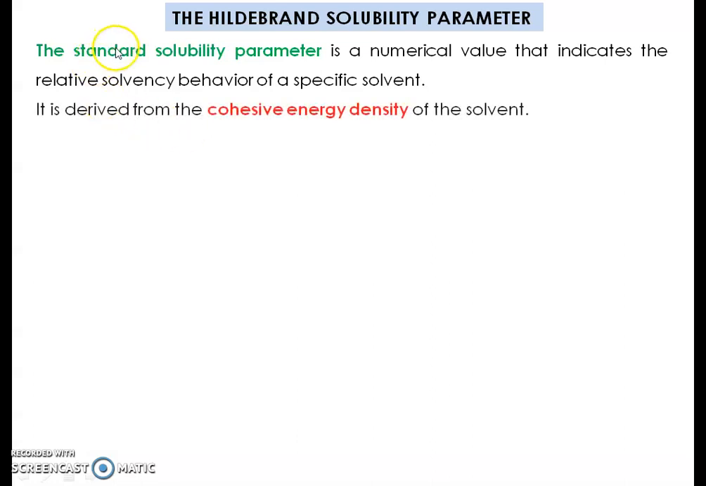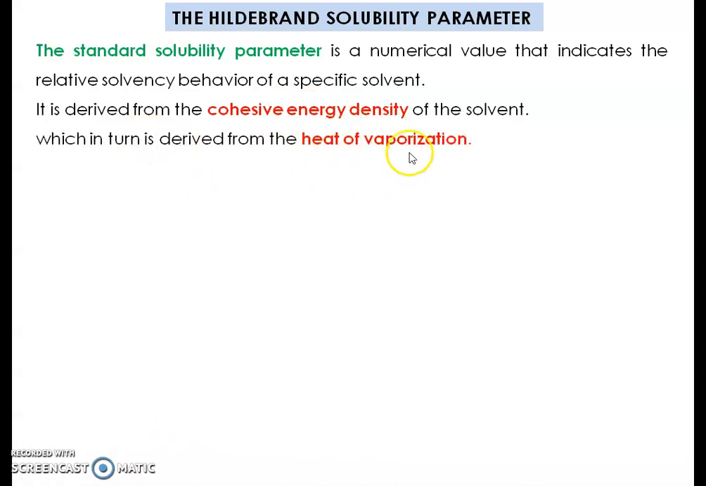So how is the standard solubility parameter calculated? It is derived from the cohesive energy density. Later on we will discuss what cohesive energy density is, but first understand that it is derived from cohesive energy density. And how is this cohesive energy density derived? It is derived from the heat of vaporization. So right now just remember that standard solubility parameter is calculated from the cohesive energy density, and cohesive energy density is calculated from heat of vaporization. So first we will discuss what is standard solubility parameter.